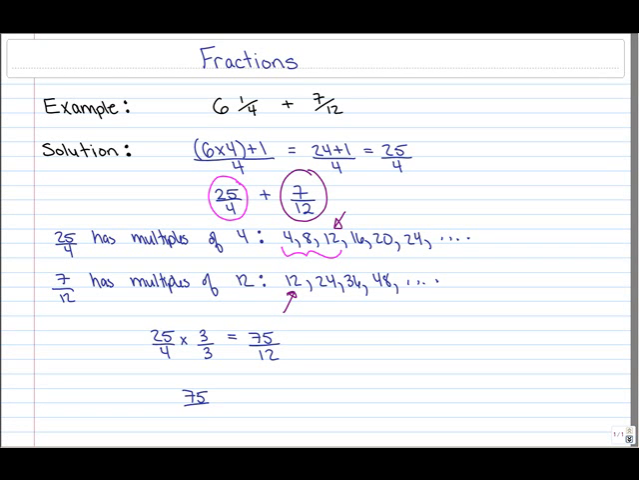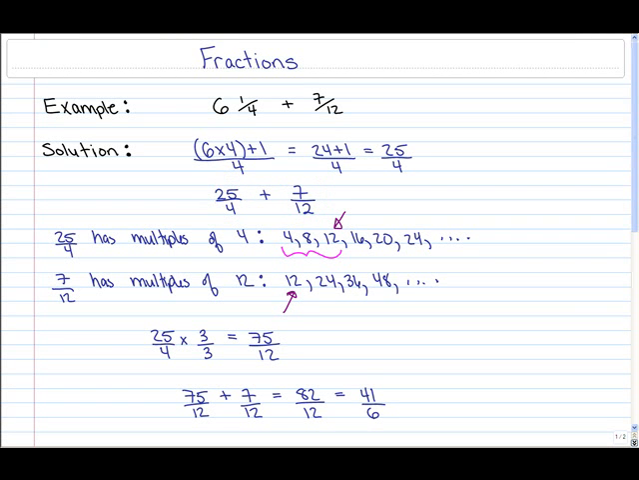75 over 12 plus 7 over 12 gives me an answer of 82 over 12. Now this isn't a reduced fraction because I can divide both my numerator and my denominator by the number 2 here. So if we reduce this fraction as much as possible, we would obtain 41 over 6. Another method can be applied to obtain the same answer of 41 over 6.